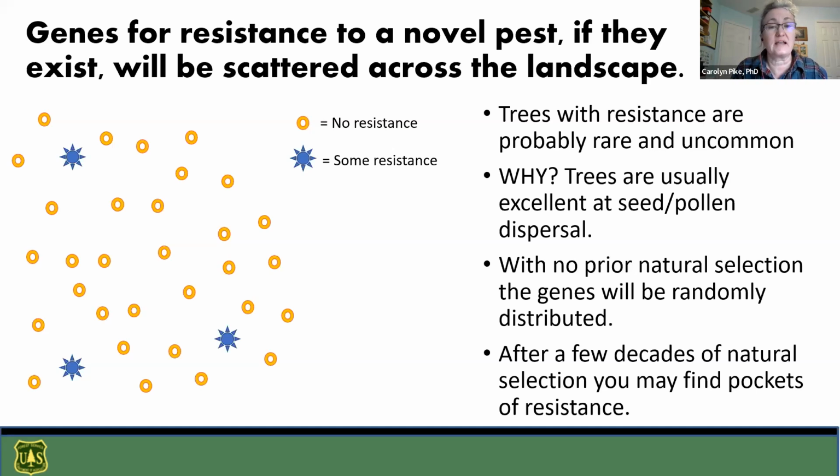They're very good at getting seeds and pollen dispersed across the landscape. So for this reason, when you don't have natural selection to shape these populations and narrow them down, you end up with just a random mishmash of genes that are everywhere. After a few decades of natural selection, like with Dutch elm disease, you may start to find some of these pockets of resistance, but for the most part, they're going to be really pretty well distributed across the landscape.